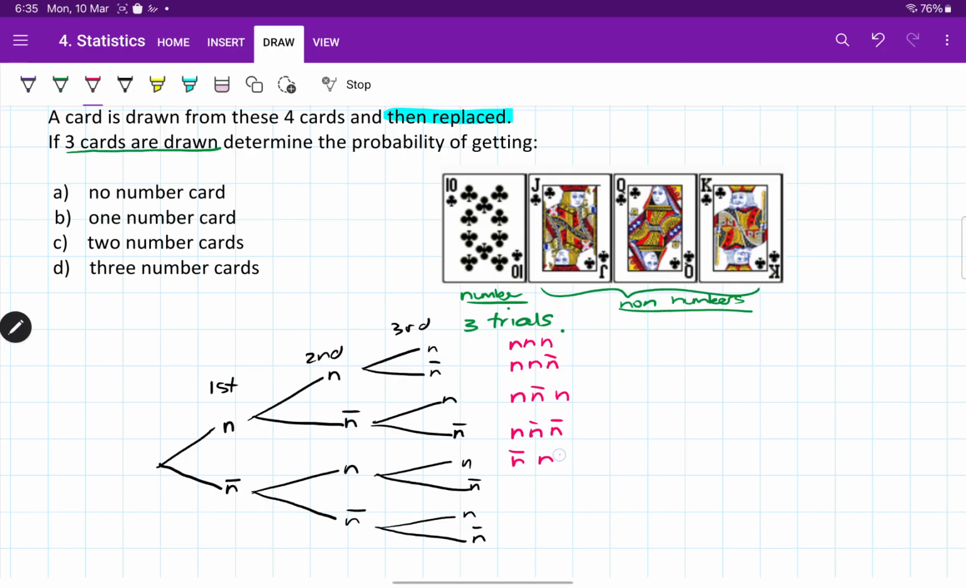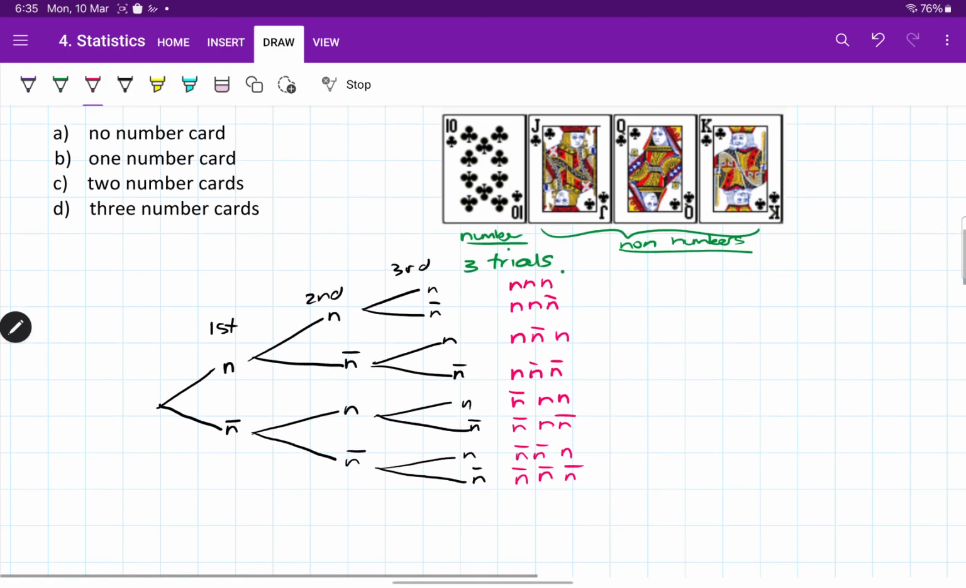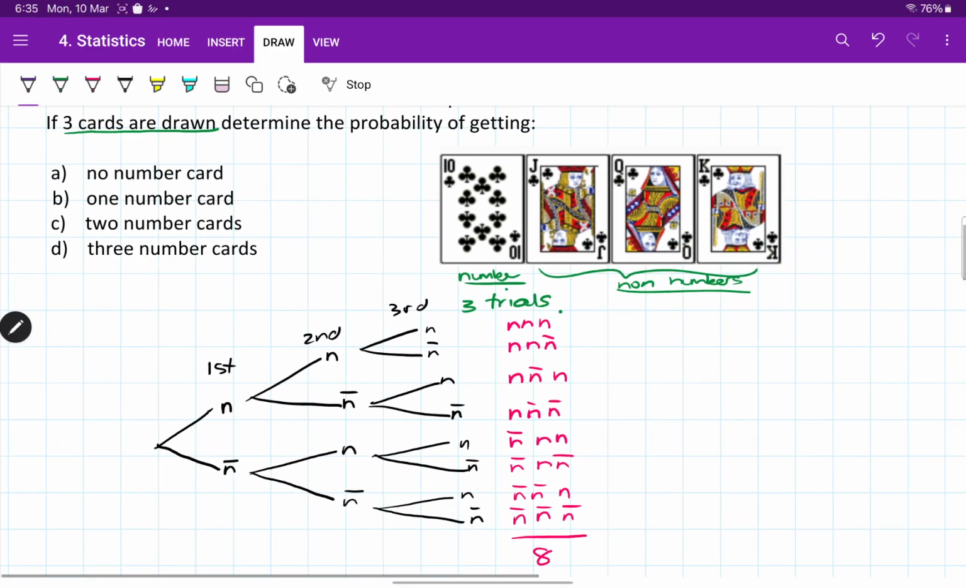Not number, number, number. It's very annoying if the numbers are not. Not number, not number, number, and not number, not number, not number. Okay, so we have 8 outcomes. However, the outcomes are not the same. So let's go and have a look at what we normally do here. We put the probabilities on the branches.